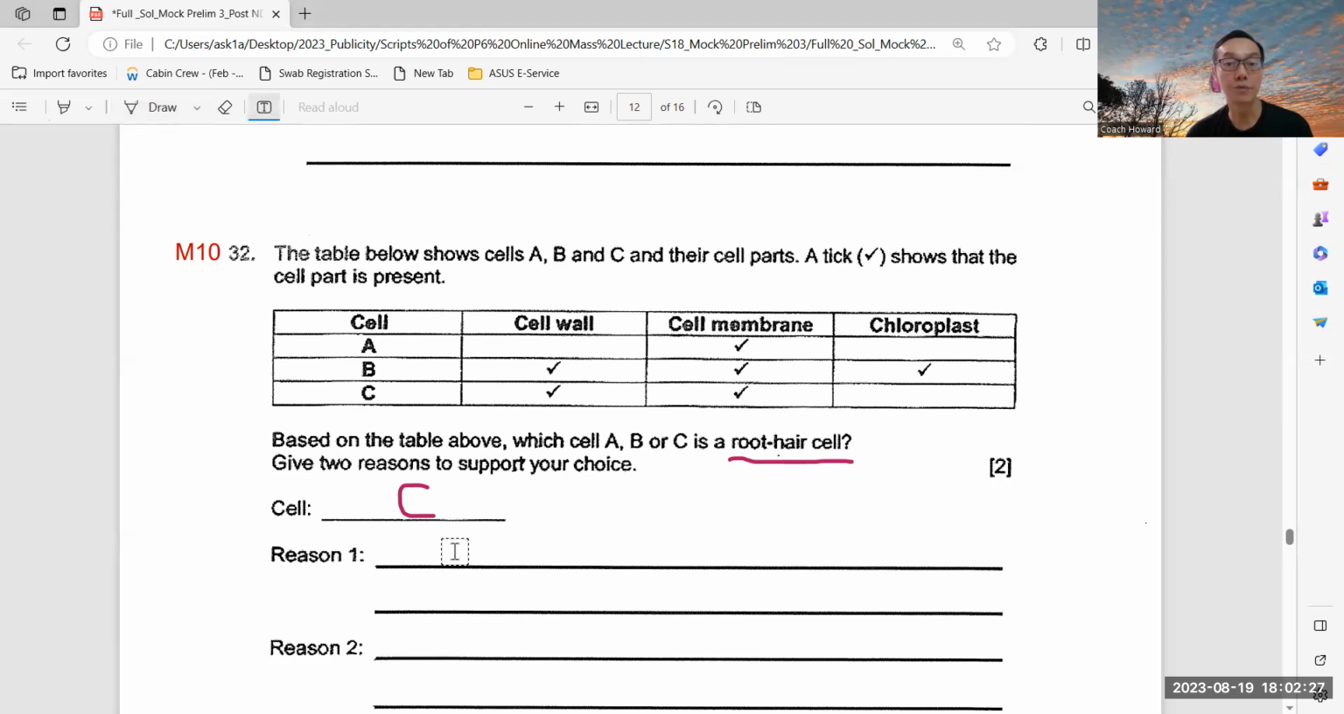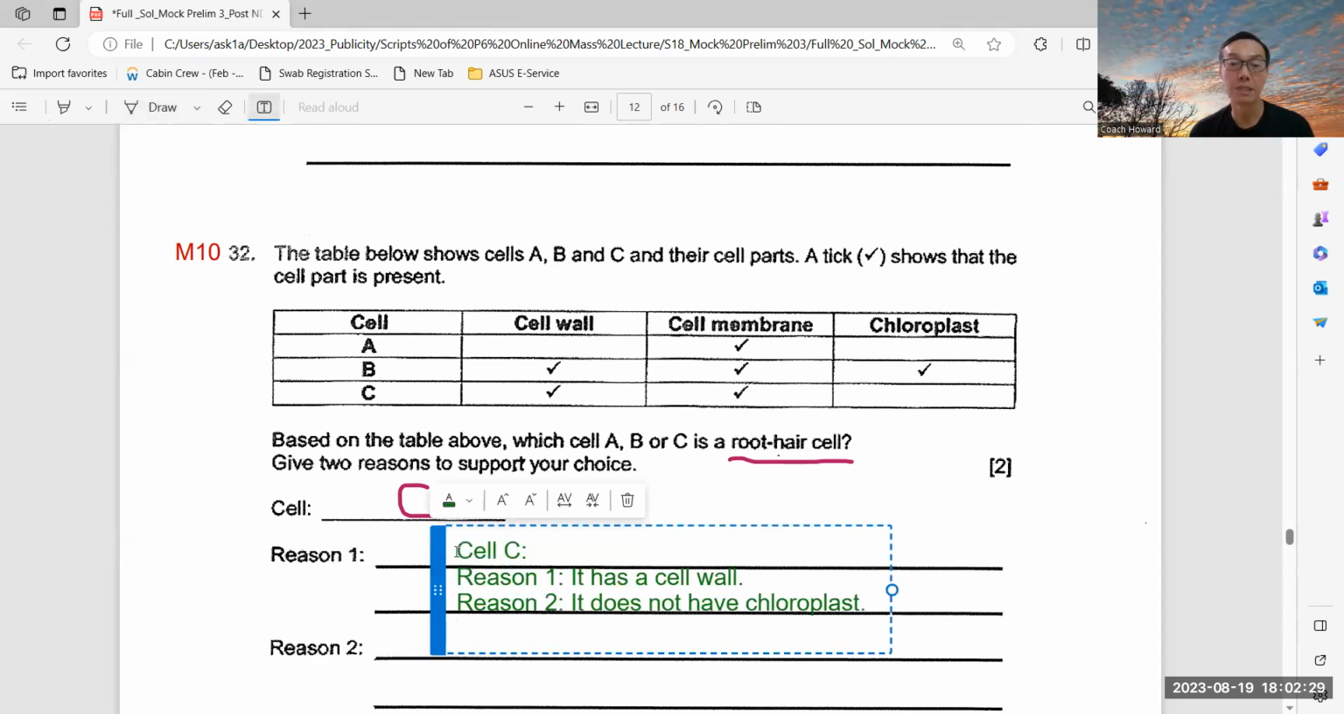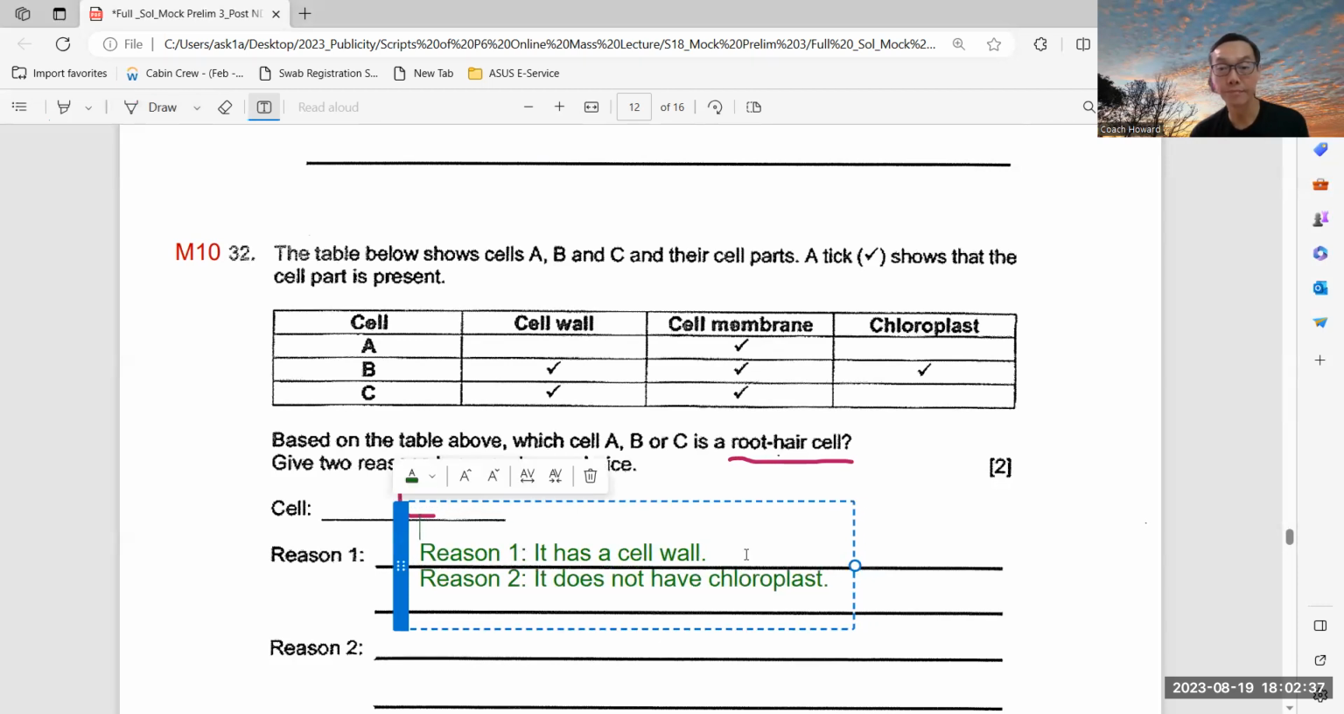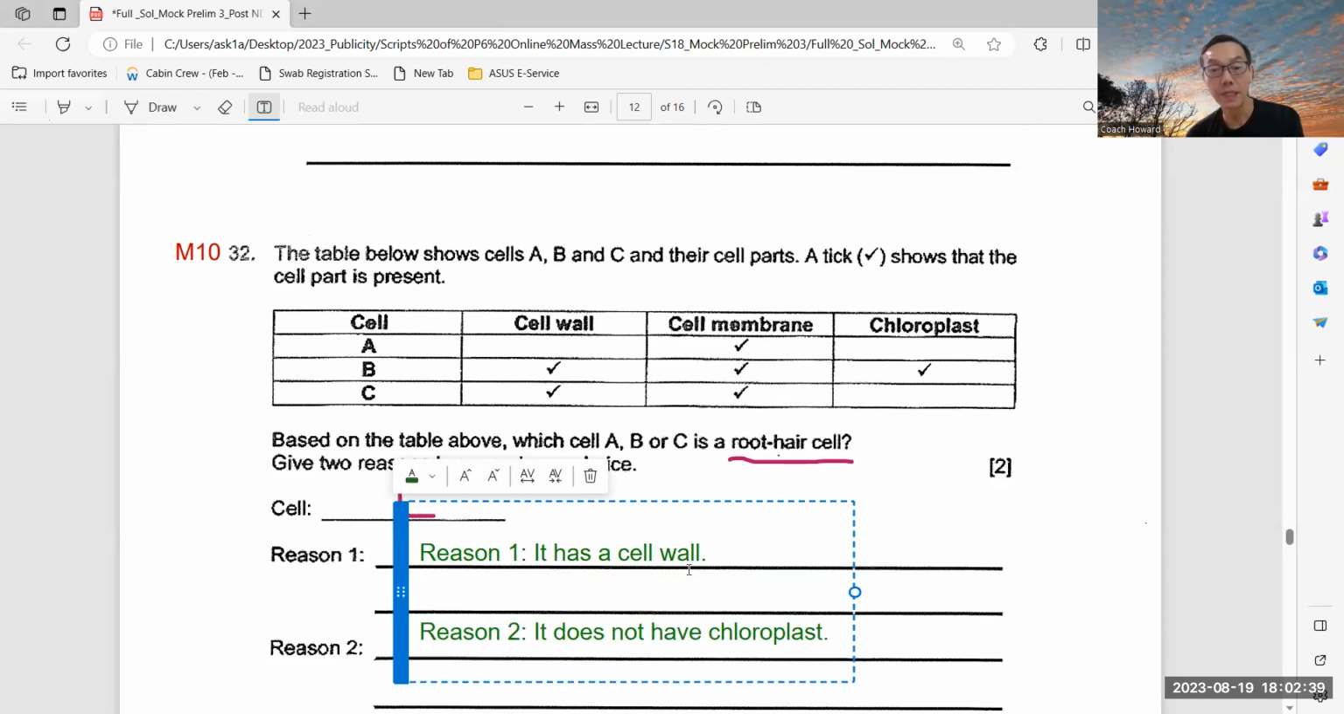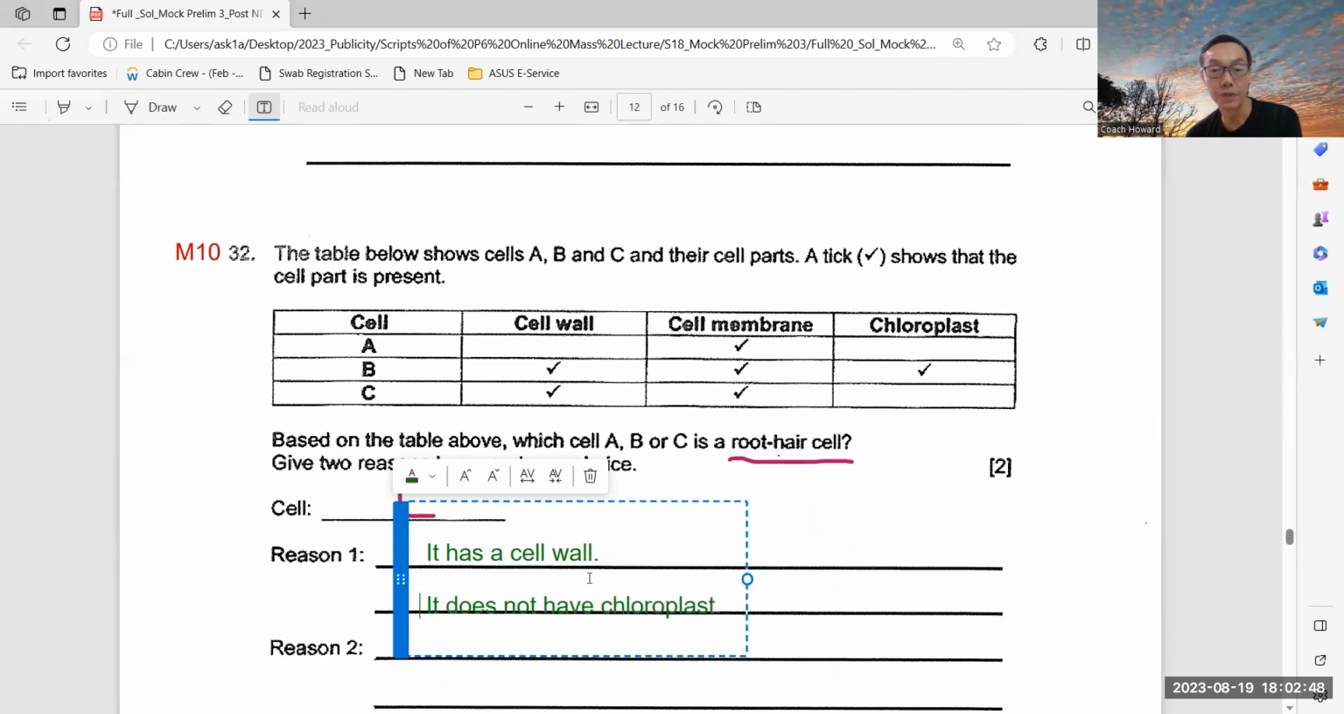So the reason number 1 is it has cell wall. Reason number 2, it does not have chloroplast. So these are the 2 reasons for this question.